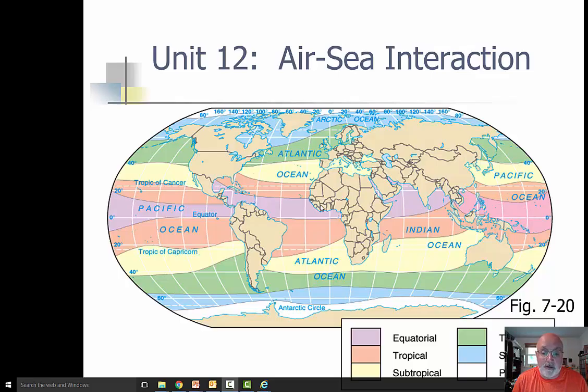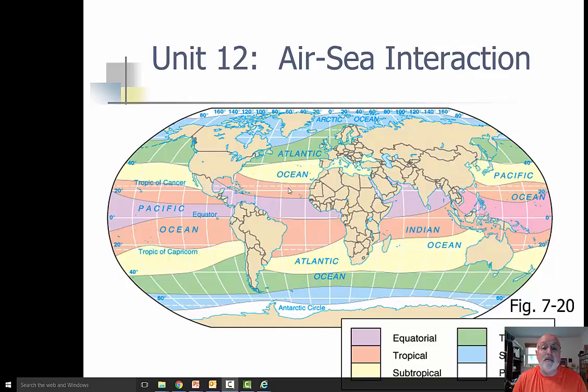This is going to be air-sea interaction, and we're going to talk about how the water gets from the ocean to the land and from the land back to the ocean, sort of like the water cycle, which we talked about in Unit 11. But we're going to talk a little bit more about the wind patterns that are driven by land and water temperature differences, as well as local winds and global winds.